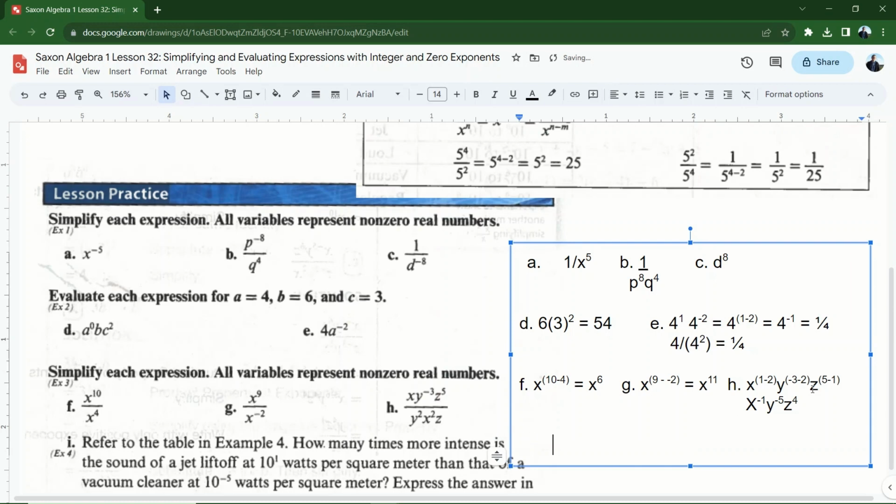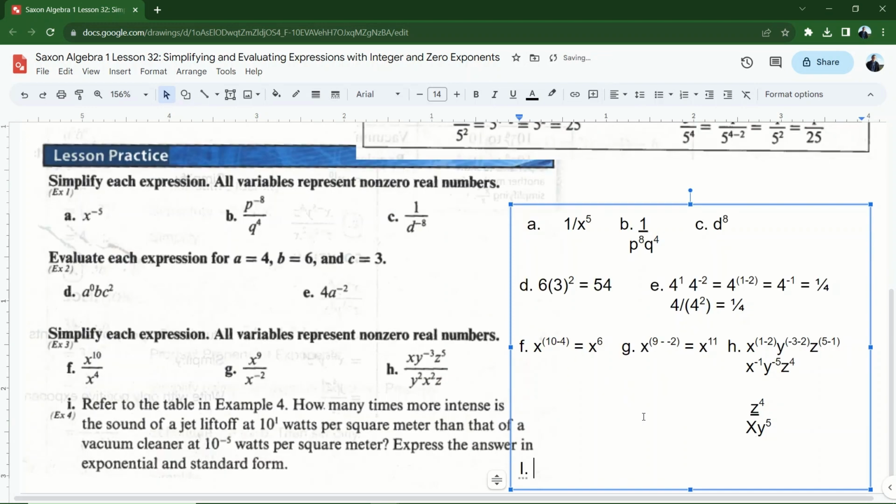Well, I'm going to make this into a fraction where everything is where it should be. So z to the 4th stays in the numerator, and then we're going to put this over, so I'm going to make my fraction bar. It's going to be z to the 4th over x to the 1st, y to the 5th. X to the 1st comes down to the denominator, y to the 5th comes down. That is my answer. All right, letter I.